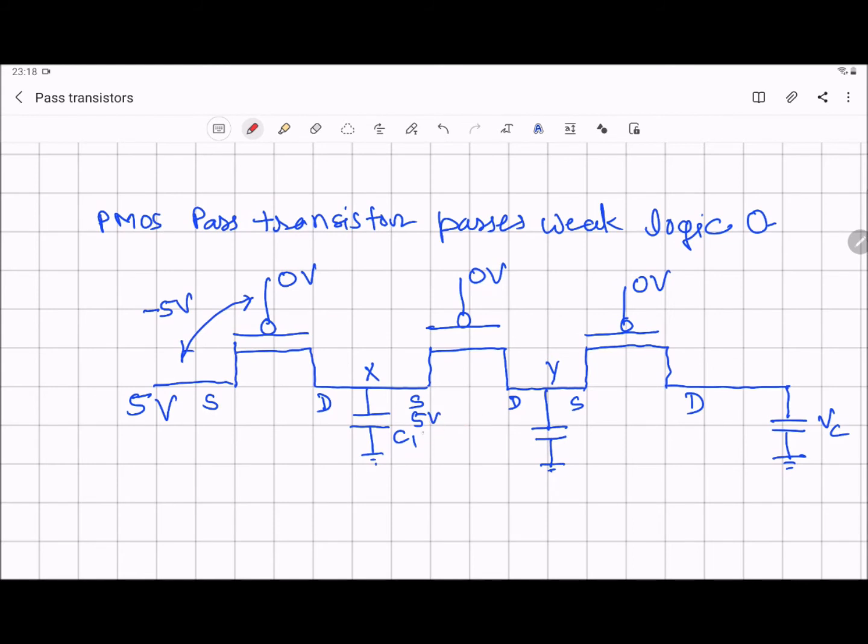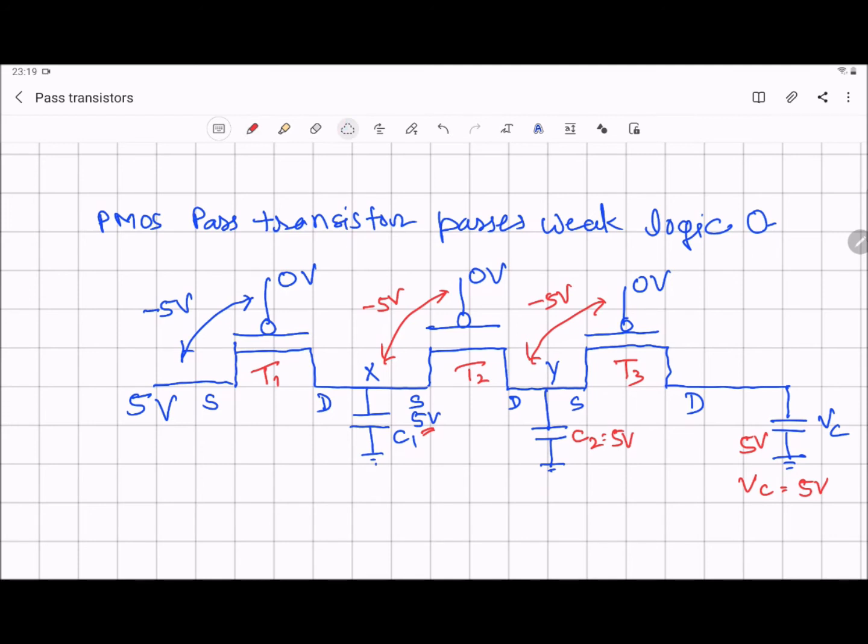Now again I am applying this 5 volt, the X terminal is going to act as a source terminal for transistor T2, and the VGS value is fixed, that is again going to be minus 5 volt, and hence at terminal Y or across the capacitor C2 we are going to get a 5 volt voltage, and terminal Y is going to act as a source terminal for transistor T3, and for transistor T3 also the VGS value is minus 5 volt, which is less than the threshold voltage of PMOS transistor T3, and hence we are going to get a voltage 5 volt across the capacitor, that is VC is equal to 5 volt.